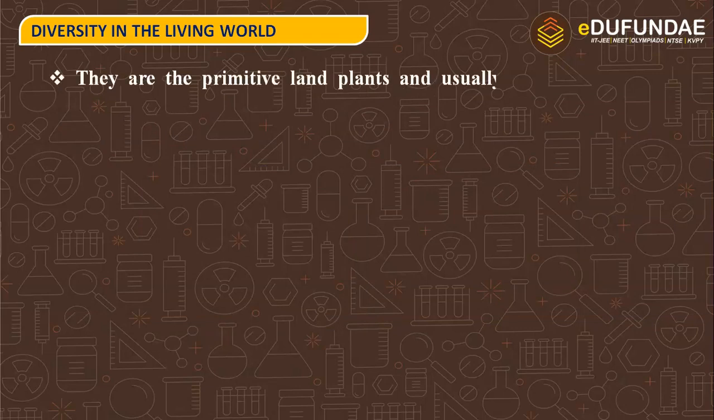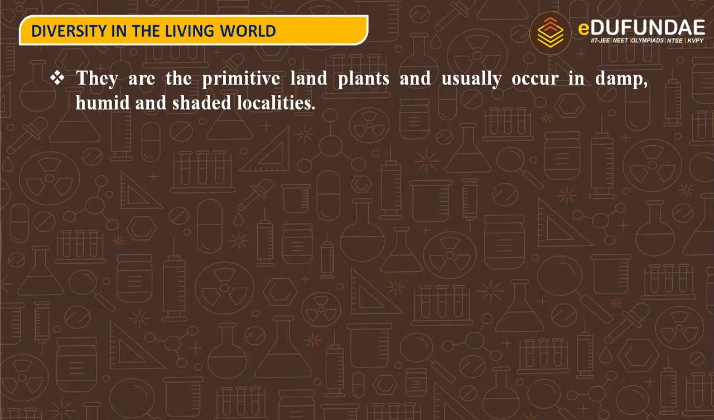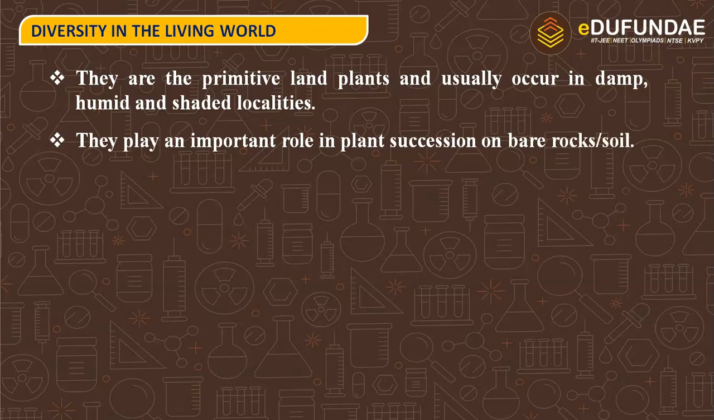They are the primitive land plants and usually occur in damp, humid and shaded localities. They play an important role in plant succession on bare rocks. So, while we are talking about the xerosere, in the case of a bare rock, when life starts to emerge, initially the lichens begin to grow over there.